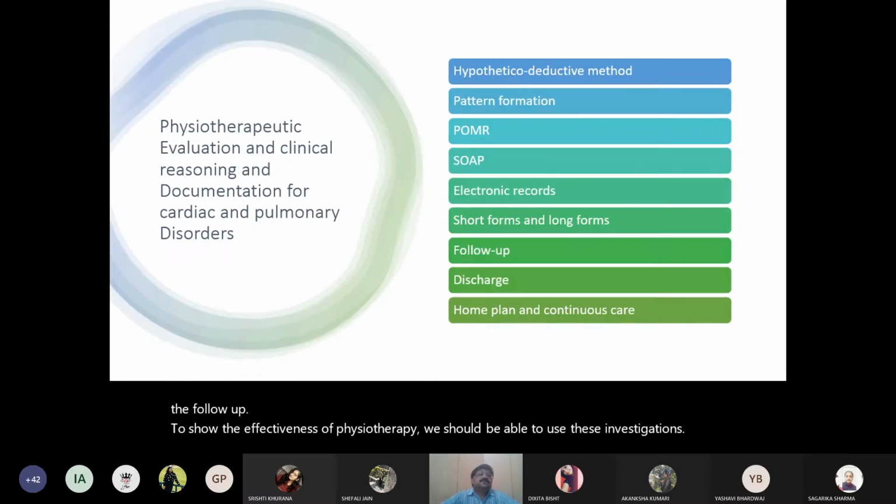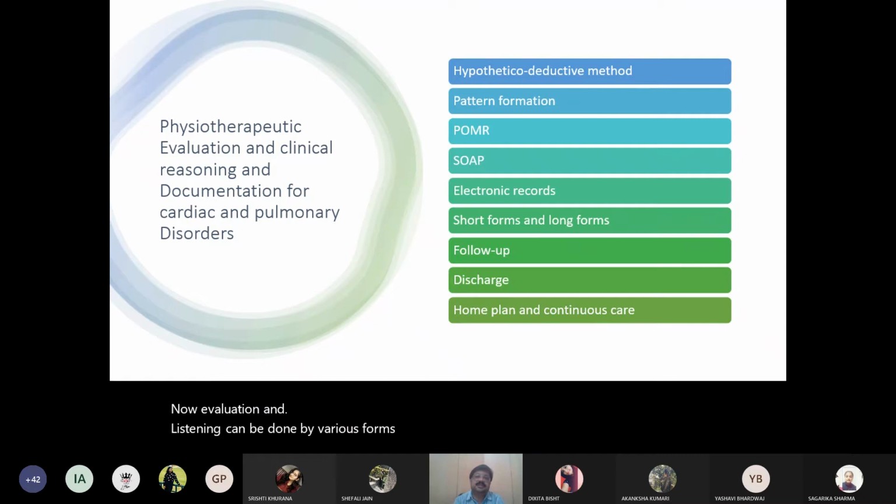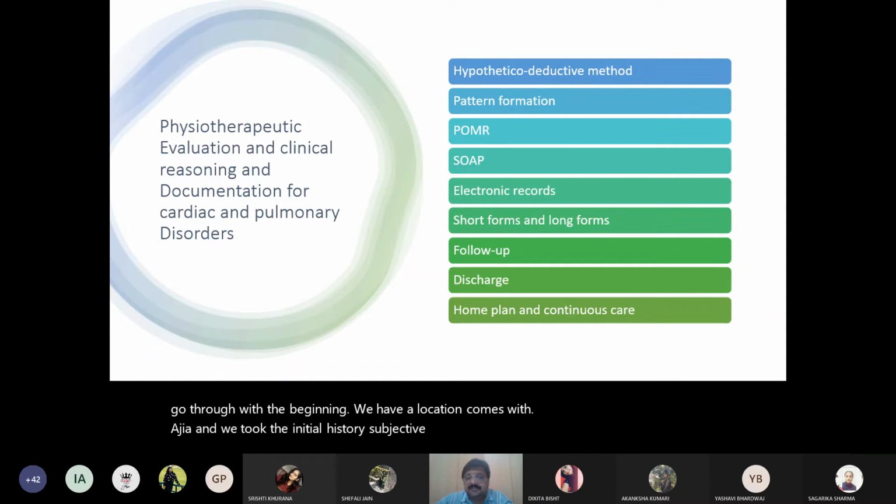Now, how to go for physiotherapeutic evaluation and clinical reasoning and documentation for cardiac and pulmonary disorders. Now, evaluation and reasoning can be done by various forms. One is the hypothetical deductive method, in which we go through with the beginning. We have a look, a patient comes with dyspnea, and we took the initial history, subjective, objective examination we did, and we thought that the patient may be having COPD.